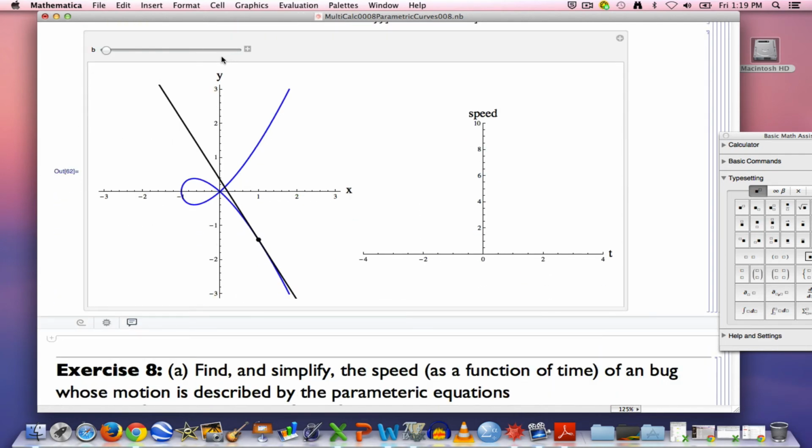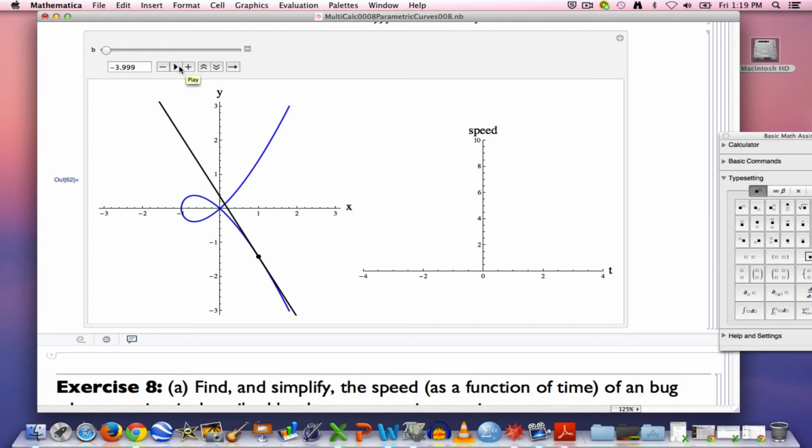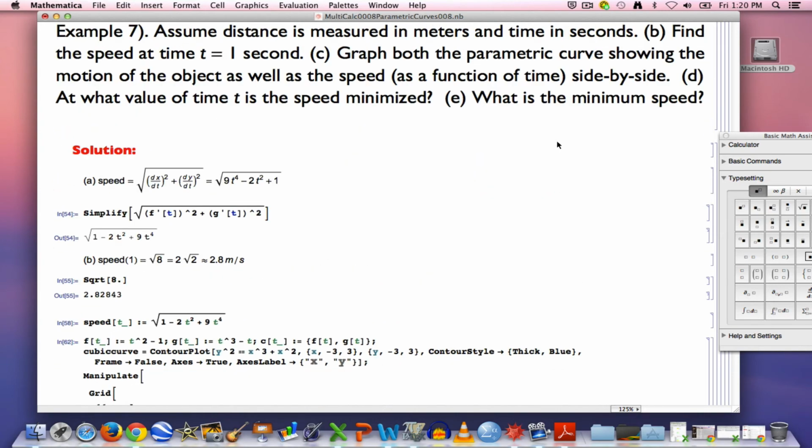Now we see what's going on. It's labeled nicely. There's the speed as a function of time. The object is indeed going more slowly as it rounds the loop here than it is at the extremes because the speed is lower. We've done part C. How about part D and E? At what value, or values I should say, of time is the speed minimized?